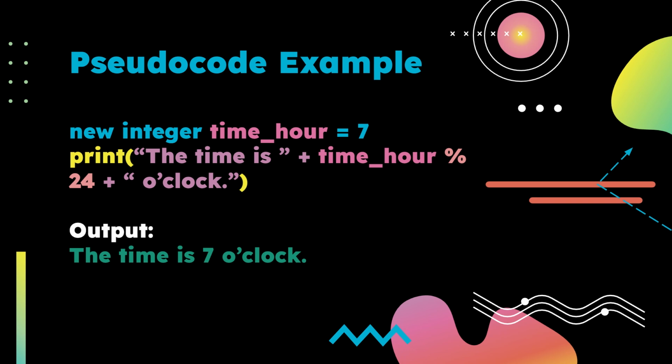Here's a pseudocode example. If there's an integer time hour and it equals 7, and print a message according to the code with time hour mod 24, then the output would be the time is 7 o'clock.